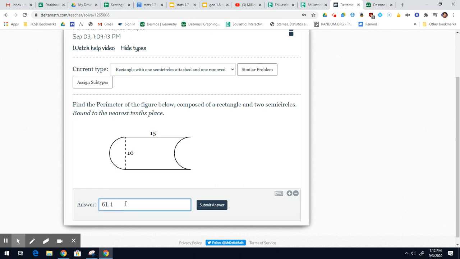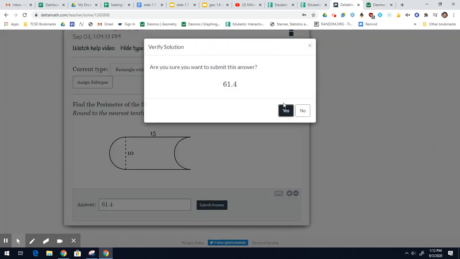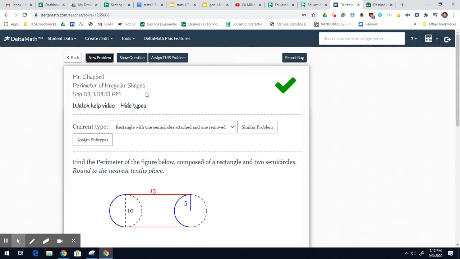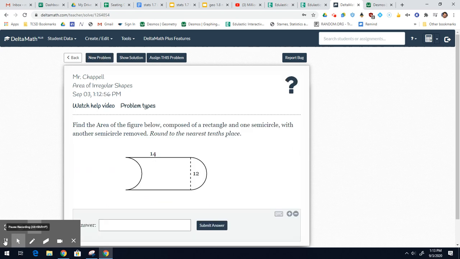So I'm looking at 61.4, I hope. And there are no units, so that would just be in units. Let me double check again. Yep. Oh yeah, and there we go. All right, last problem coming. Okay, so if you look at this shape, very similar shape, right? It says now find the area of the shape below. Again, it's a rectangle and one semicircle added on and one removed. And it says round to the nearest tenths place.